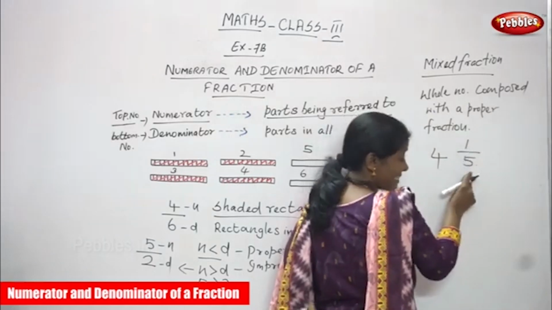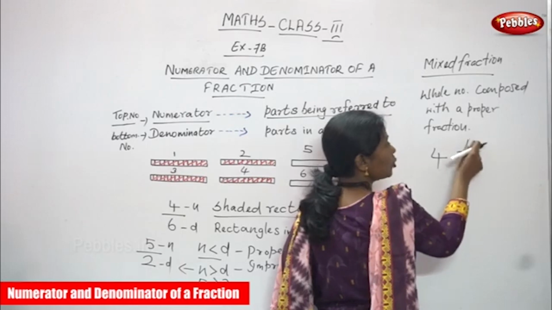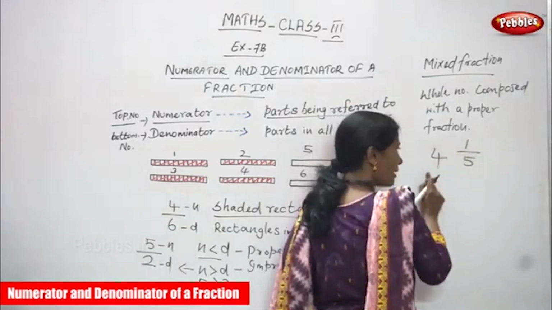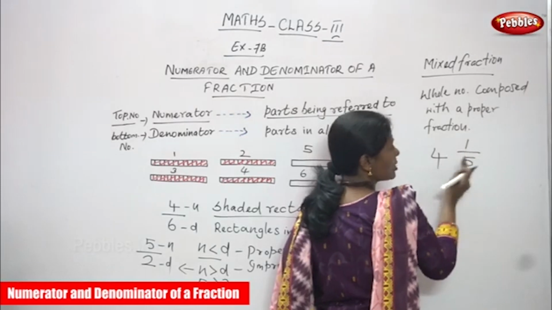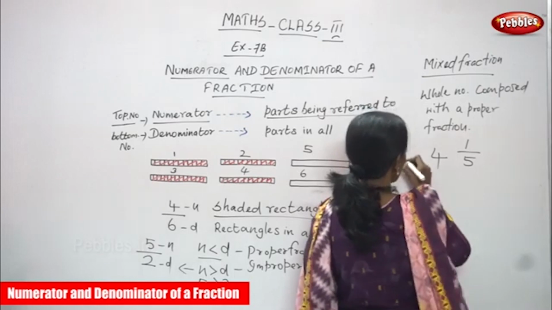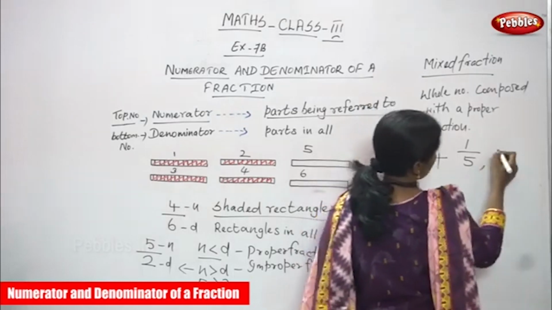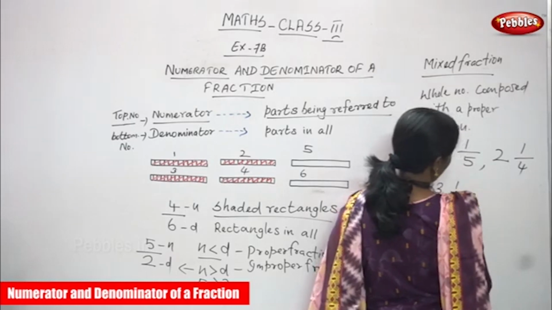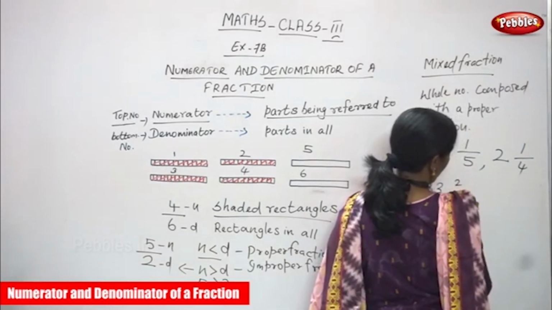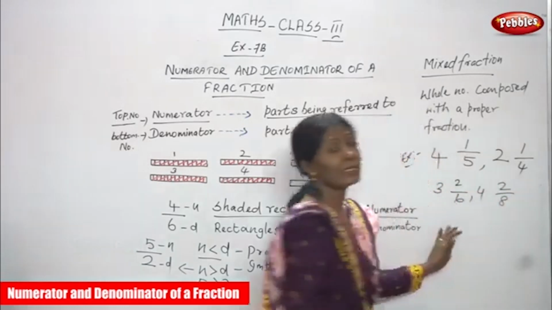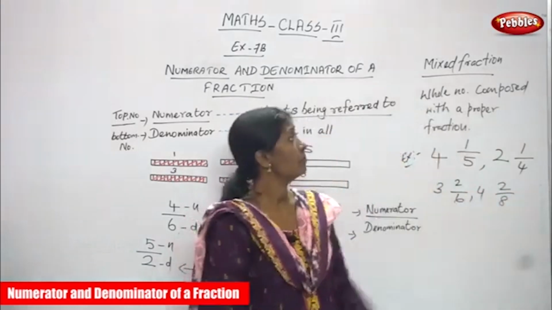1 is less than 5, that means the numerator is less than the denominator, so we call it a proper fraction. A whole number combined with or composed with a proper fraction we call a mixed fraction. This is the example. Again, 2 1 by 4, next 3 2 by 6, 4 2 by 8. These are examples of mixed fractions.